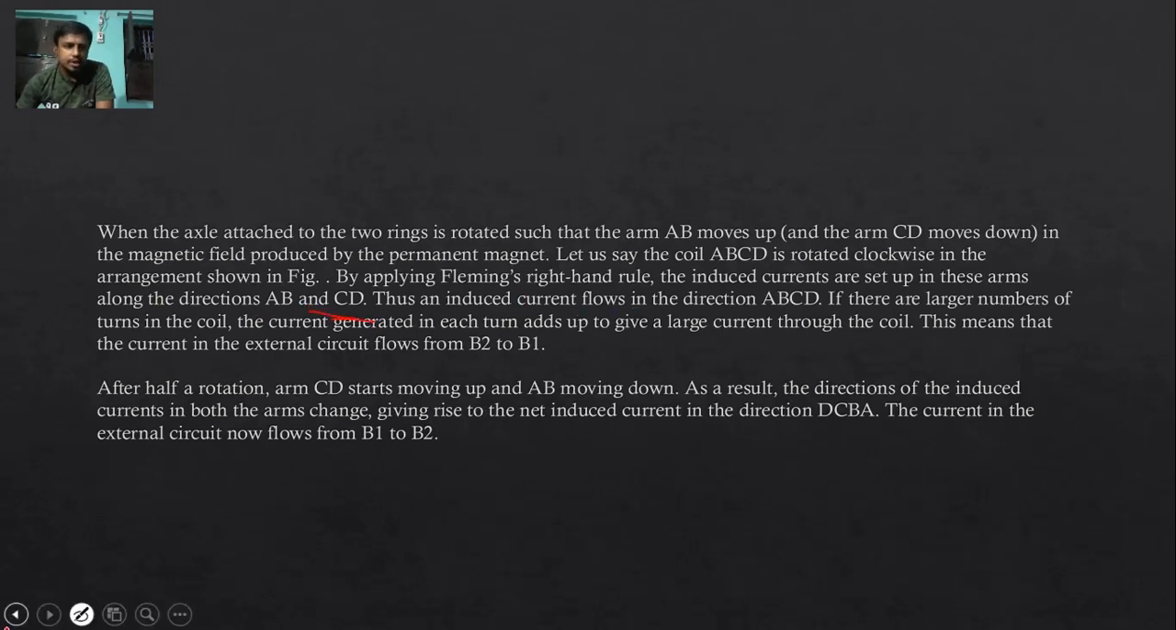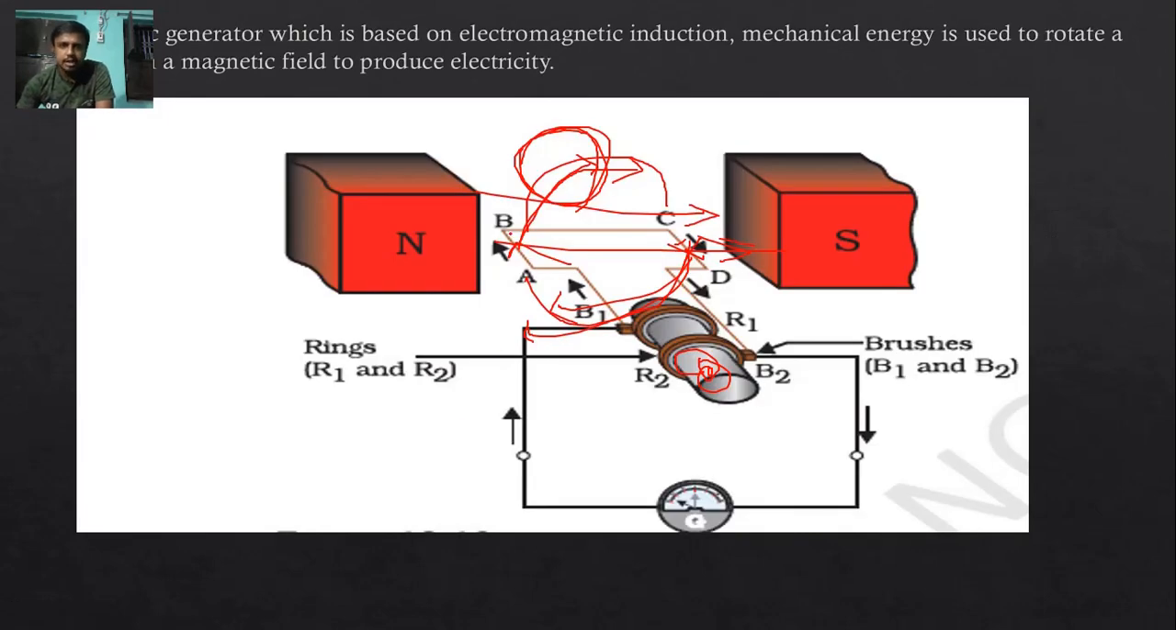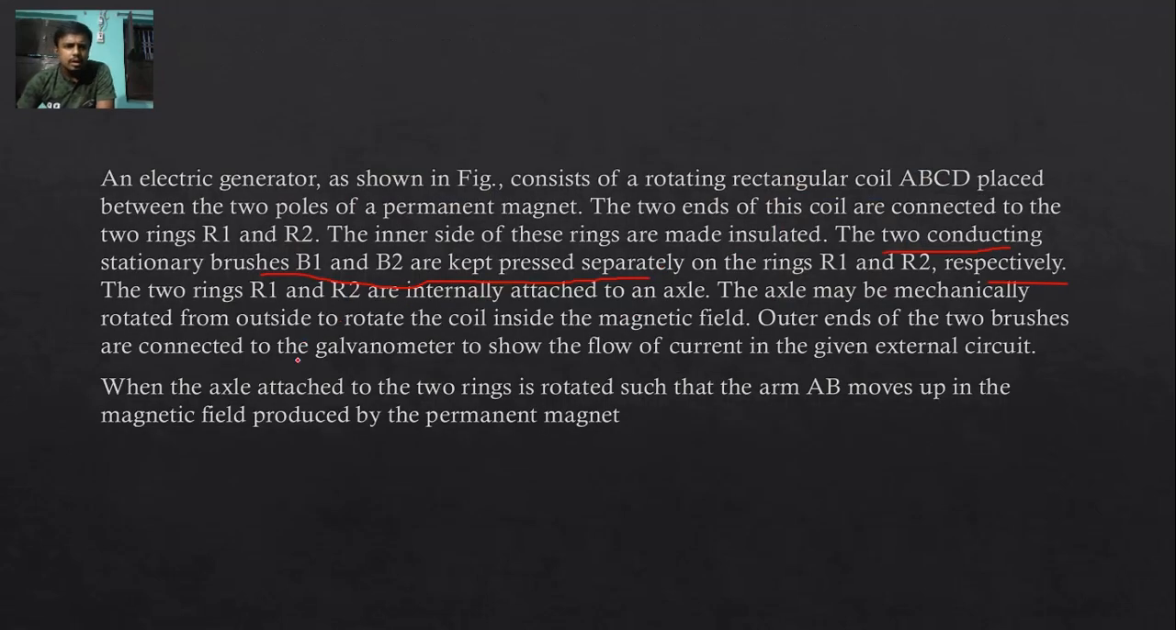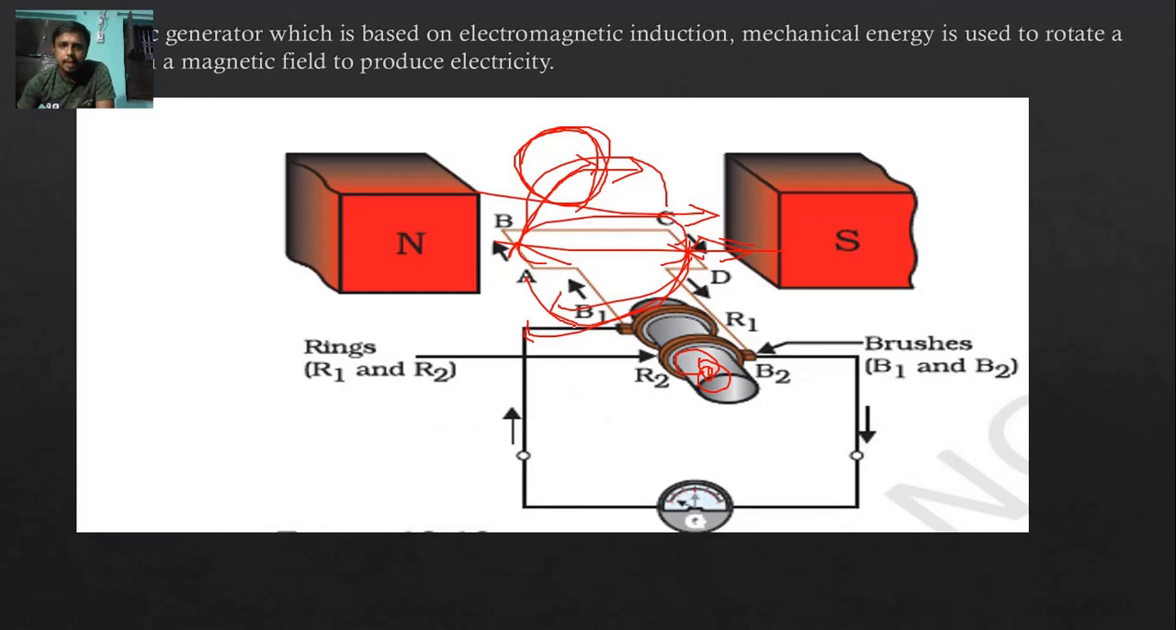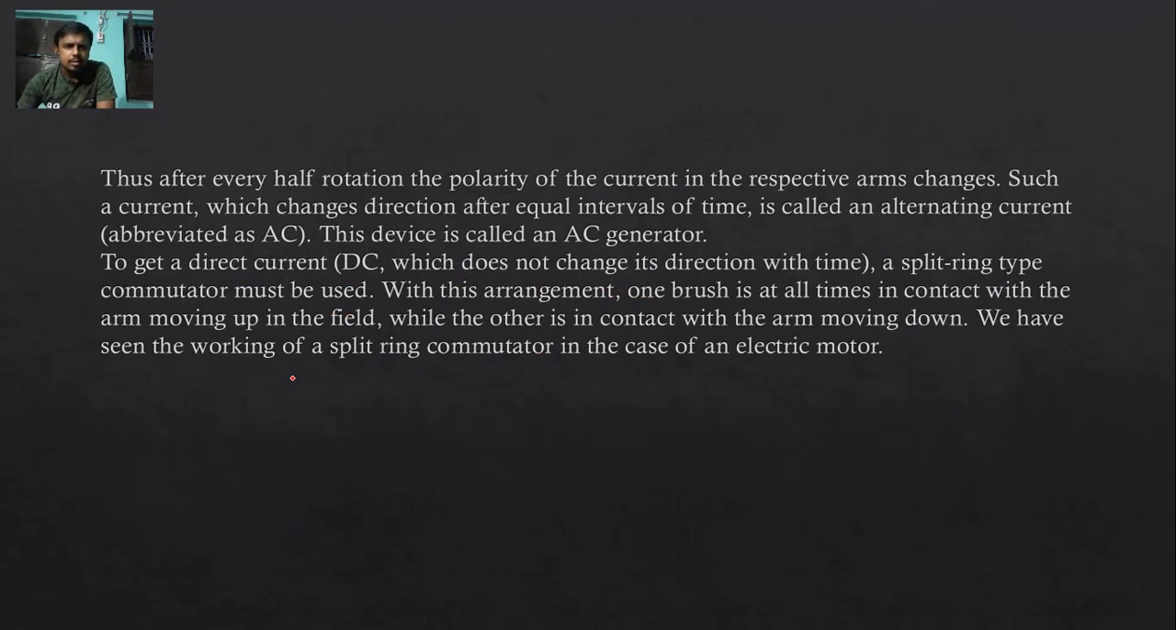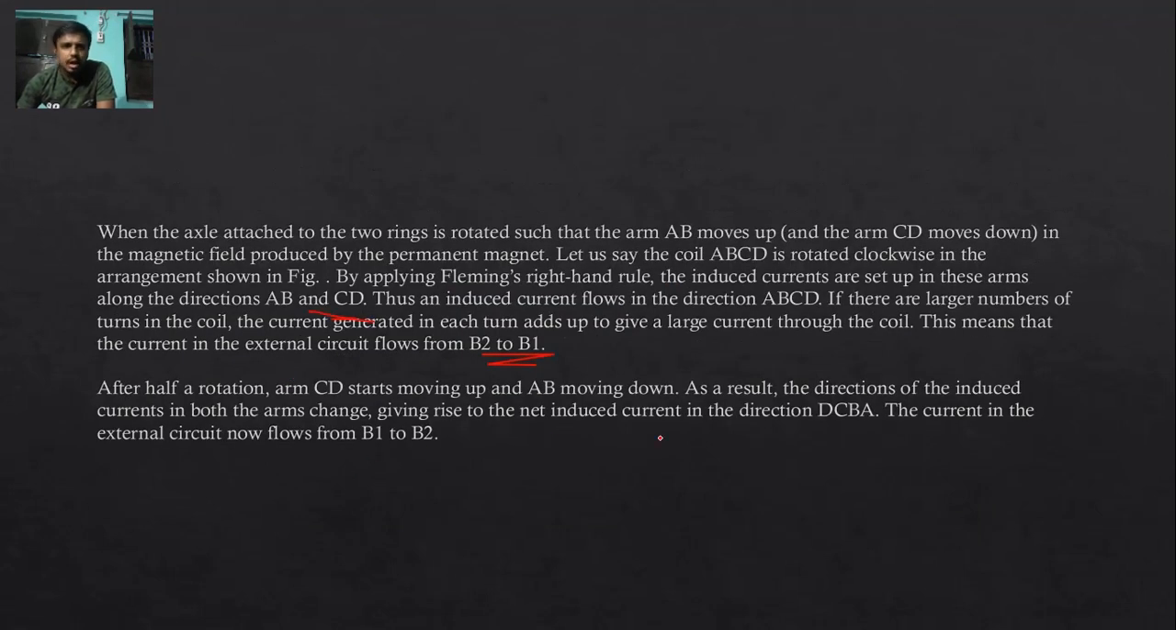The induced current flows in the direction ABCD. This is the direction of the induced current. In the external circuit, the current flows from B2 to B1. After a half rotation, the polarity of the induced current changes and the direction changes from ABCD to DCBA, such that now the external current flows from B1 to B2.